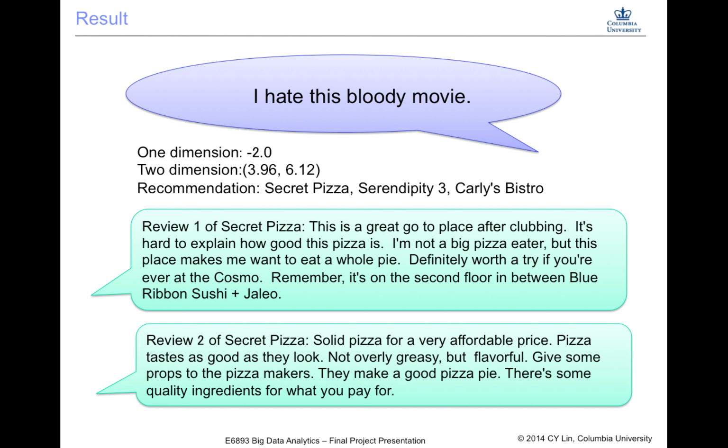The next sample is, for example, we post a Twitter post: "I hate this bloody movie." We can see that the score shows that the person has a kind of negative sentiment. In this method we recommend some businesses to the user, places where people get satisfaction and their emotion gets much better than before after they enjoy, for example, delicious food or a visit to a cozy place.